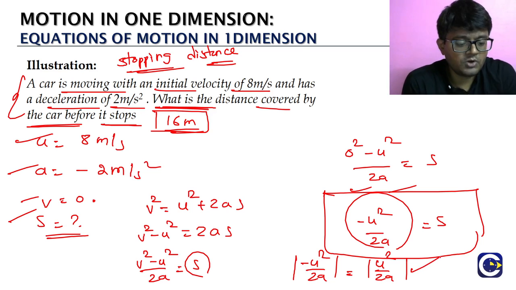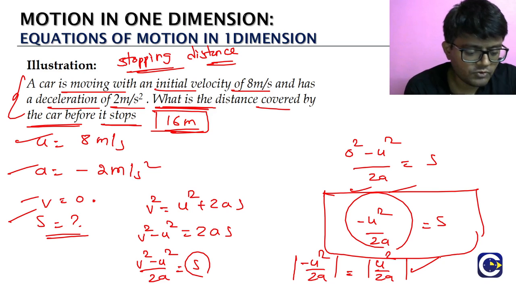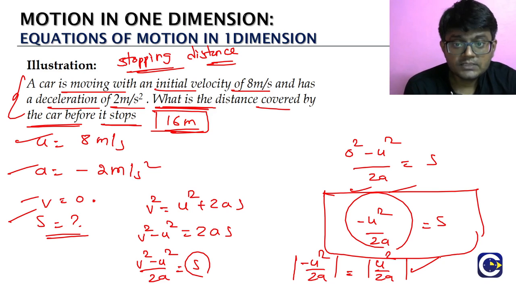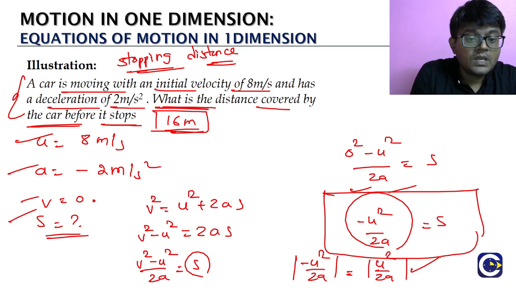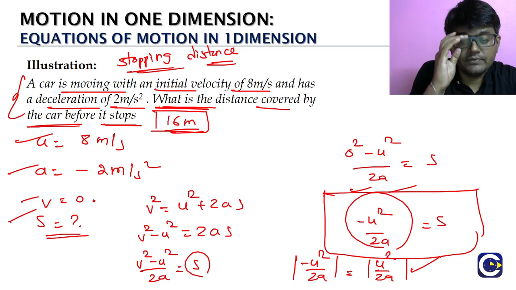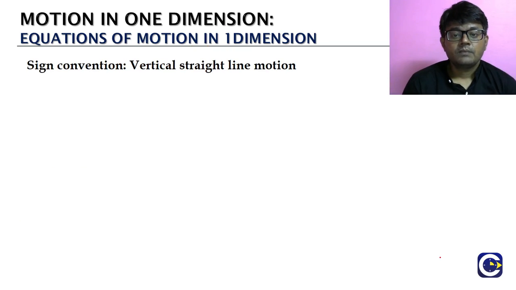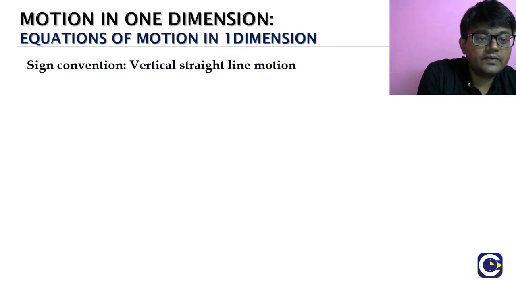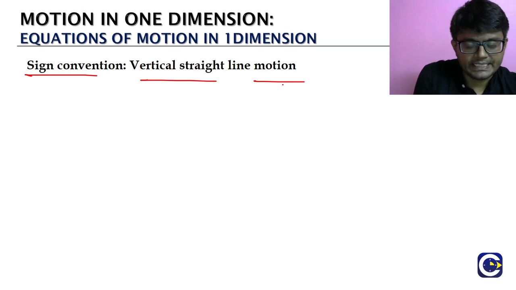This is a very important problem. These kinds of questions have come in some of the previous year AIEEE or the erstwhile JEE Mains version. So this is about the equations of motion in one dimension, and the sign convention concept that we'll use in the case of horizontal straight line motion. But what about the sign convention we'll have to follow in the vertical straight line motion?